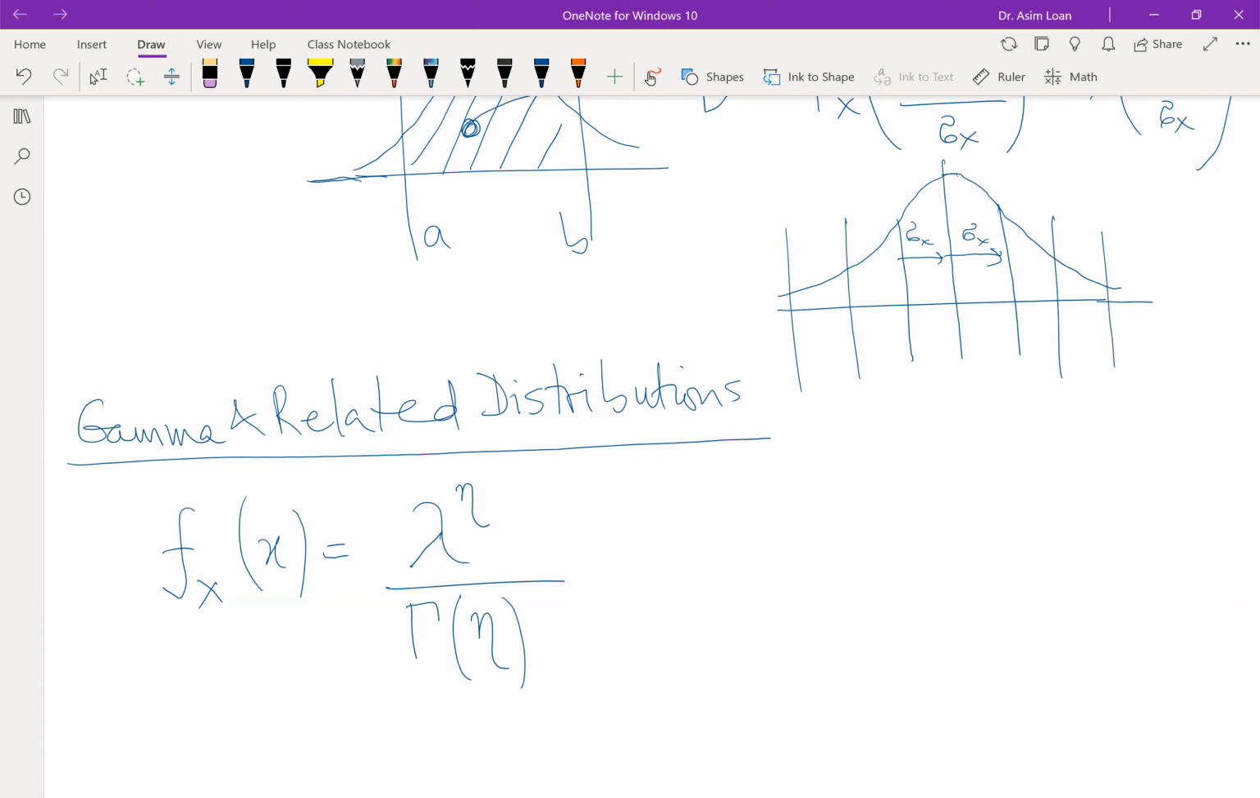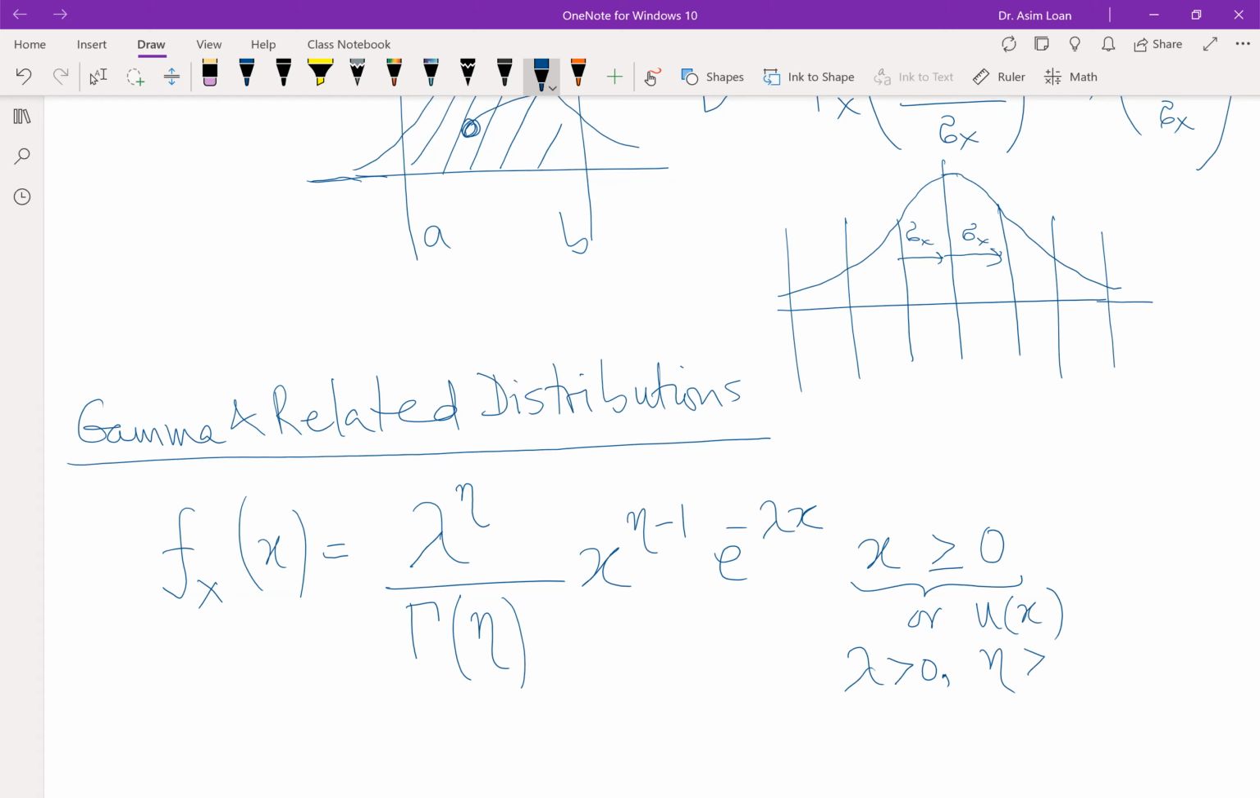eta minus 1, times e to the minus lambda x, for x greater than or equal to 0. Instead of writing x greater than or equal to 0, I can always write u of x, because this is a unit step function. Both lambda and eta are positive.